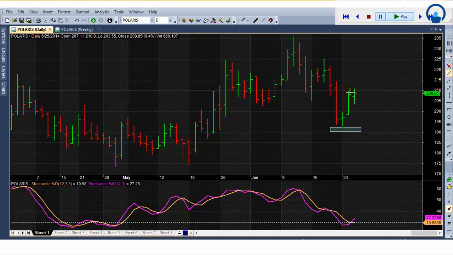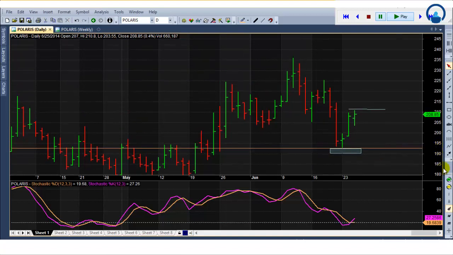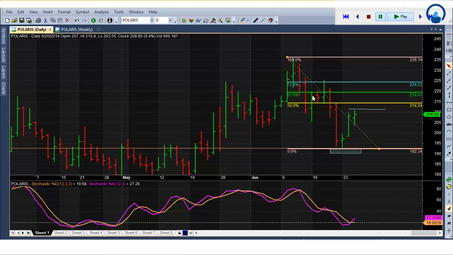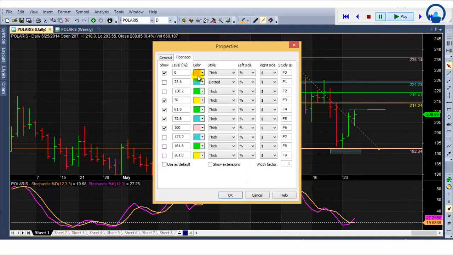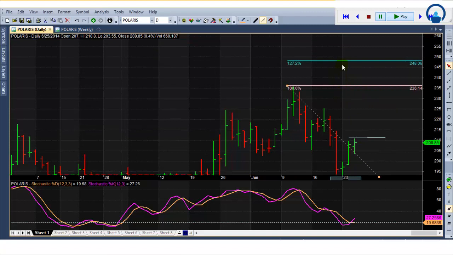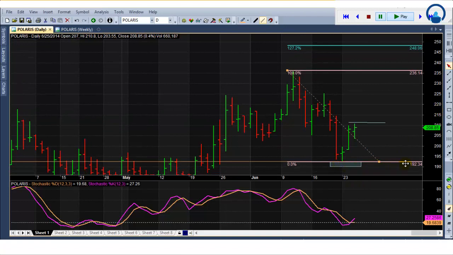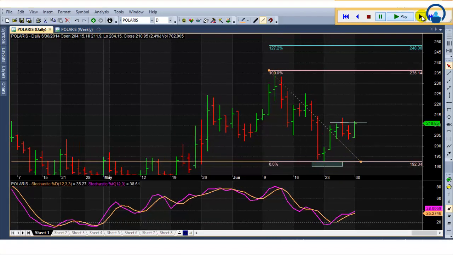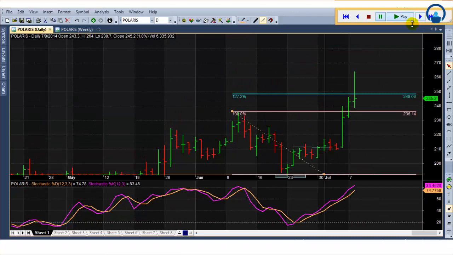So we'll take a long trade at this price with a stop at swing low, and our minimum expectation is 127% of this swing. Since 127% is the ratio where maximum number of times prices find resistance, I want this stock to hit at least 127%, that is 248, or I will be stopped out at 192. Let's go and add some bars. There you go, 127% was hit.